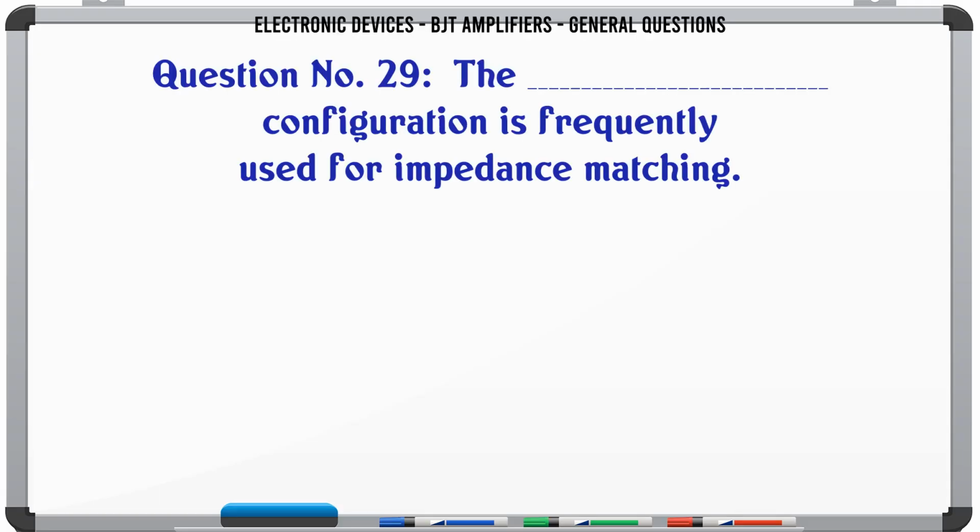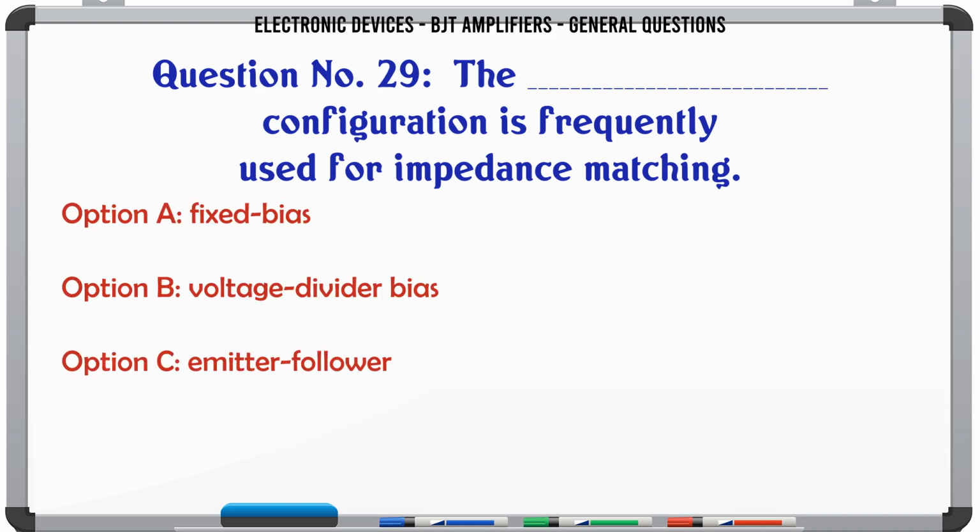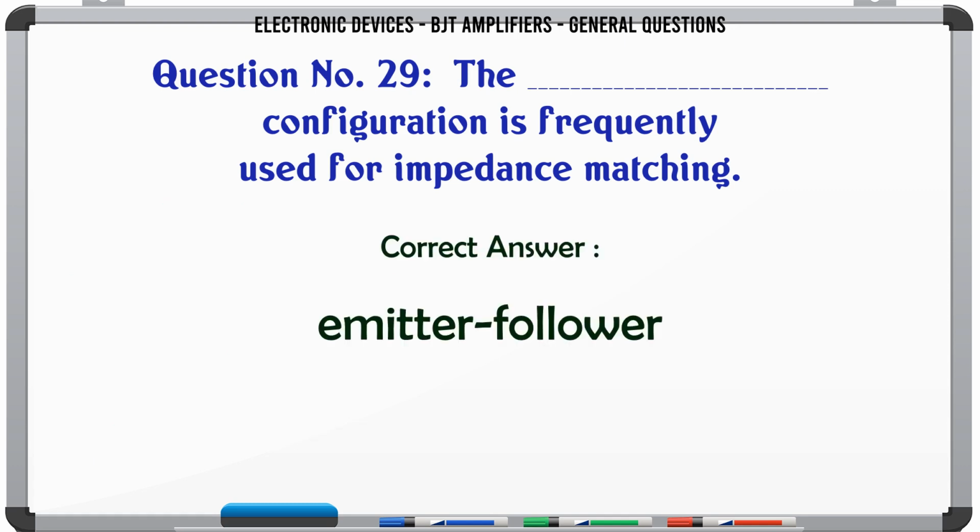The configuration is frequently used for impedance matching. A. Fixed bias. B. Voltage divider bias. C. Emitter follower. D. Collector feedback. The correct answer is emitter follower.